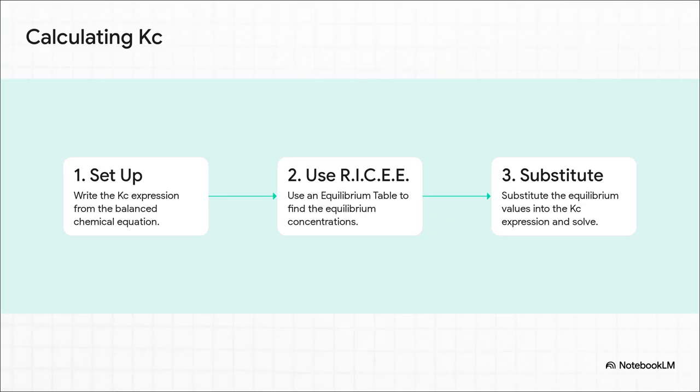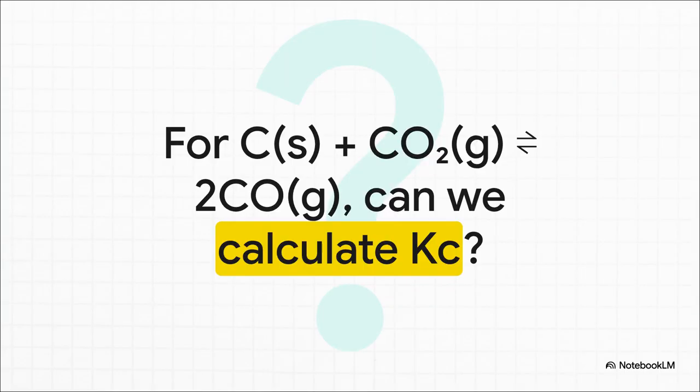Look, pretty much every Kc calculation follows these same 3 steps. First, you write out the math expression for Kc, products over reactants. Second, you use this awesome little organizational tool called an ICE table. It just helps you keep track of the reaction, the initial amounts, the change, and the final equilibrium amounts. Then, for the final step, you just plug the numbers from your table into the expression and solve. Easy. So here's our challenge.